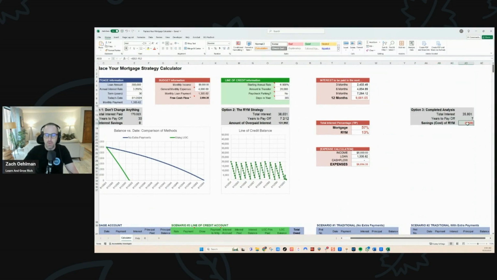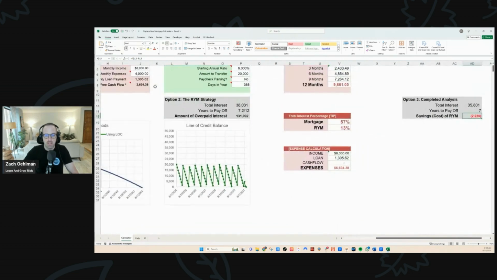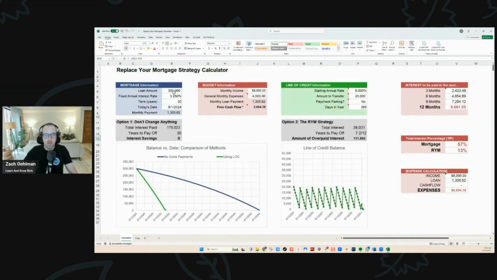What is the cost or the savings under their strategy? And obviously you can go in there and update all this, but we're using the same inputs as we have on the other ones. So this is $300,000 at 3.25% on a 30-year mortgage, $8,000 income, $4,000 expense, and you will see they're claiming that you can save $131,992 if you use their chunking strategy.